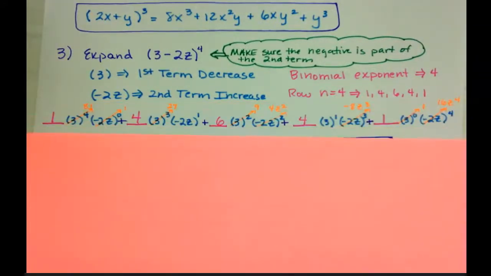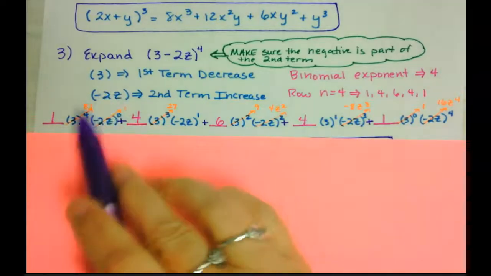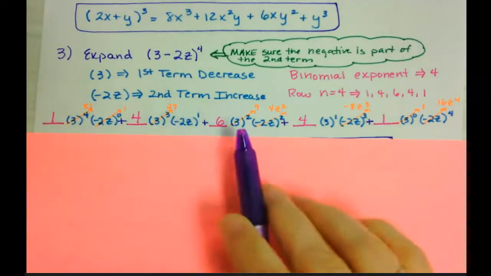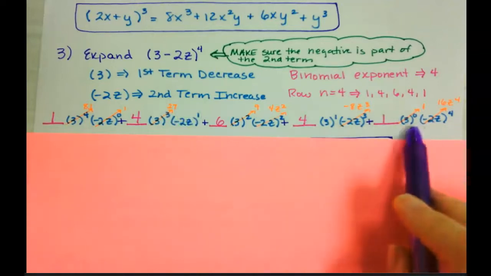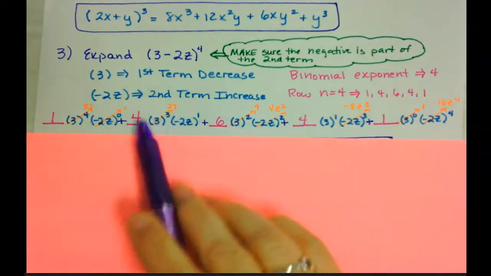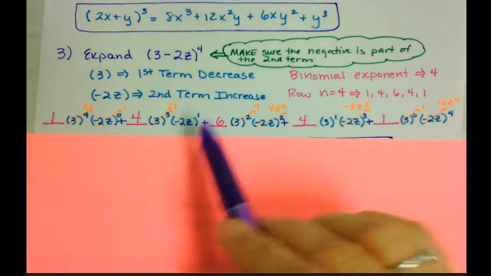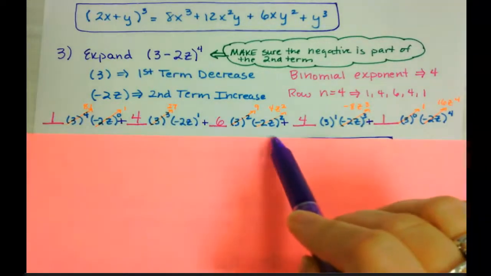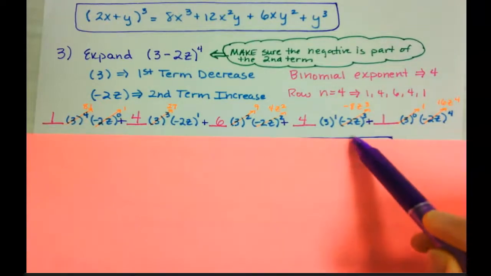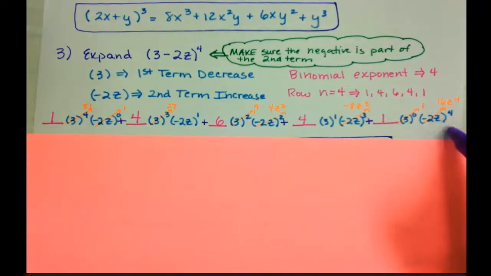So for each term, I have my first term, which is 3, so 3 to the 4th, 3 to the 3rd, 3 to the 2nd, 3 to the 1st, 3 to the 0. And then my second term, which in this case is negative 2z, so I have negative 2z to the 0, negative 2z to the 1, negative 2z to the 2nd, negative 2z to the 3rd, negative 2z to the 4th.